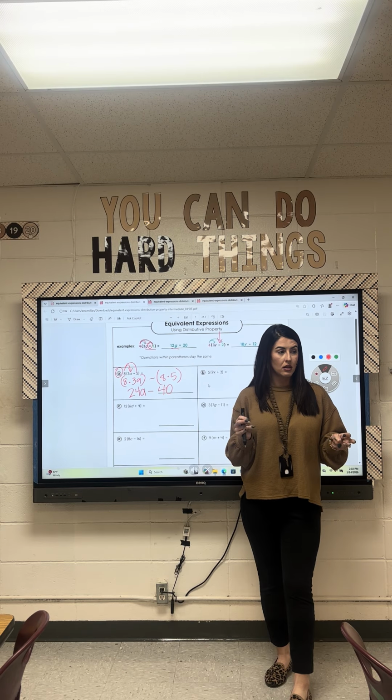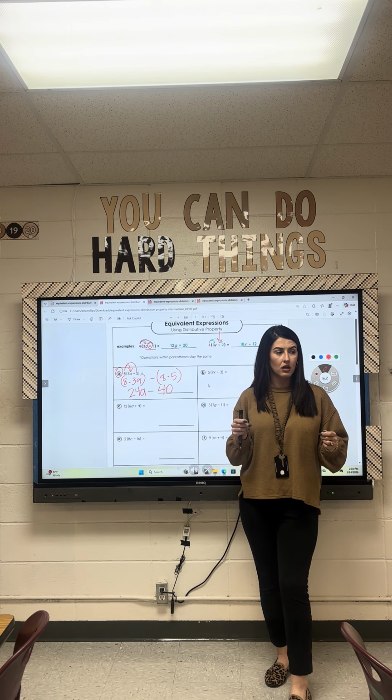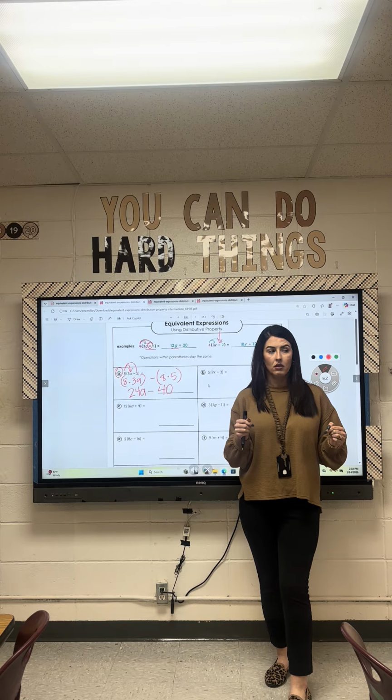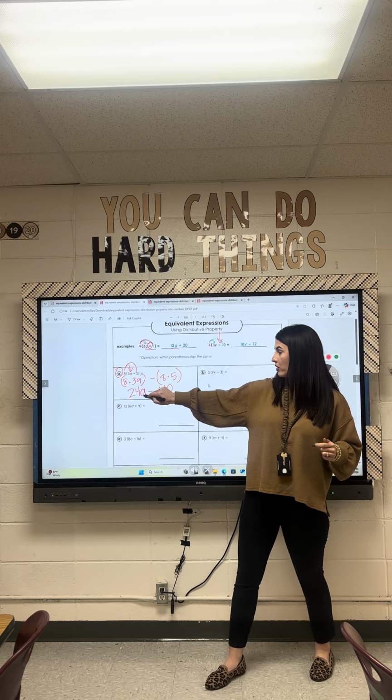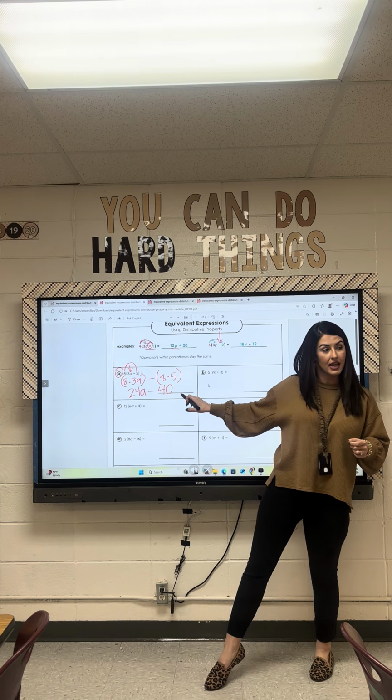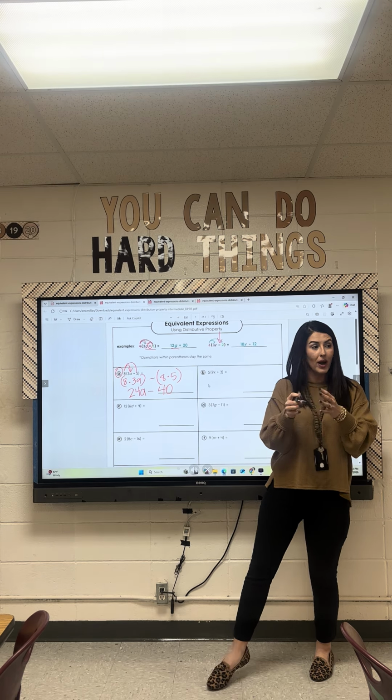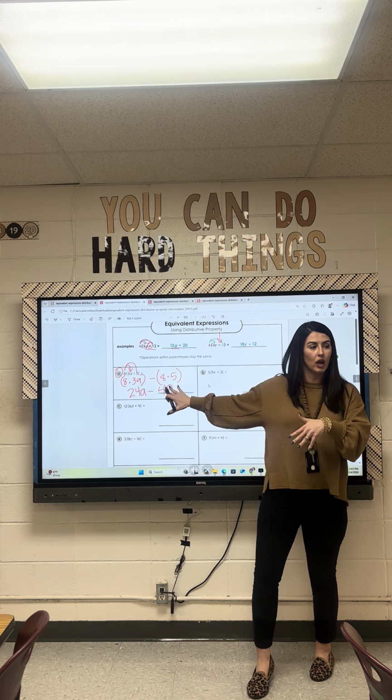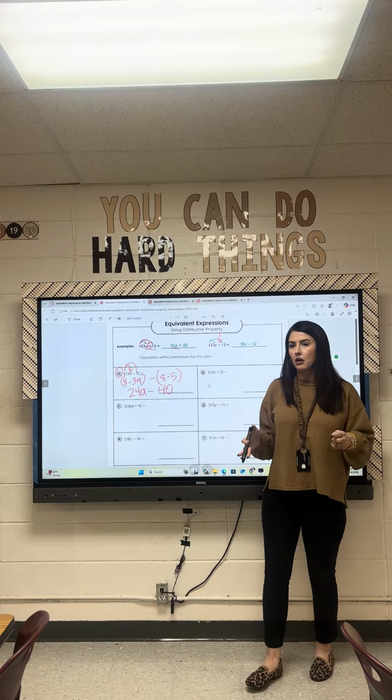Yes? Once you subtract, can I combine 24a and 40? No, I can't do anything with this because 40 doesn't have an a attached to it. They're not like terms, so this is as far as I can go. Does that make sense?